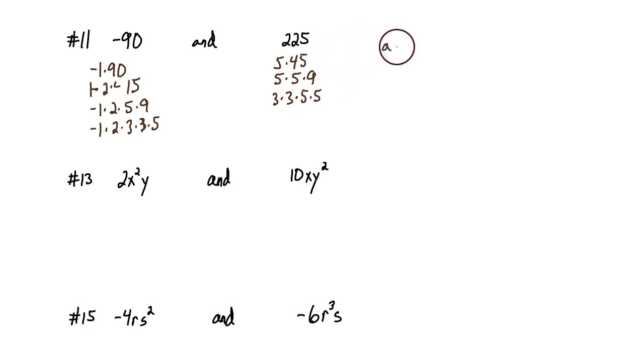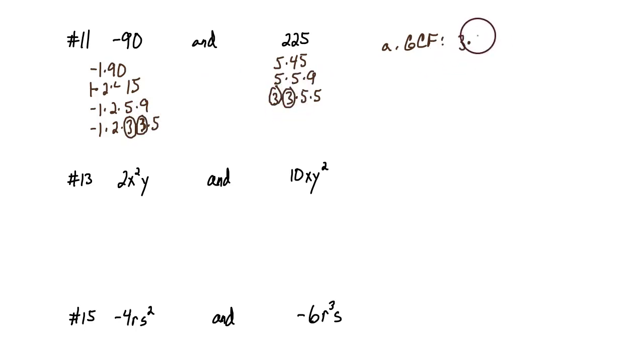Let's do question A and get our greatest common factor. Is -1 a factor of both numbers? No, it's not. Is 2 a factor of both numbers? No, it's not. How about 3? 3 is a factor here, and 3 is a factor here. So our greatest common factor will involve the factor 3. What about this 3? Does the other number have another 3? Yes, it does.